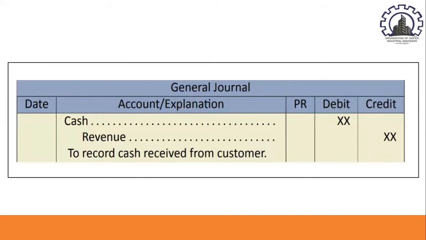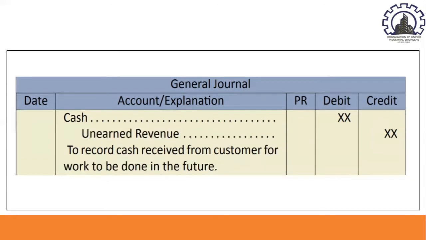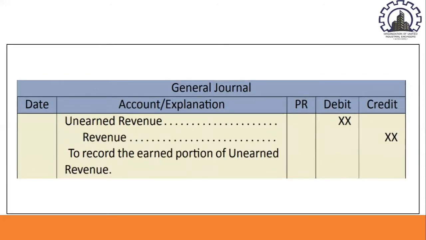Okay, so when a cash deposit or advance payment is obtained before revenue is earned, a liability called unearned revenue is recorded as follows, which is this one. Okay, now revenue is not recognized until services have been performed. Now, at that time, the following entry is made, which is this one. Okay, so the preceding entry reduces the unearned revenue account by the amount of revenue earned.